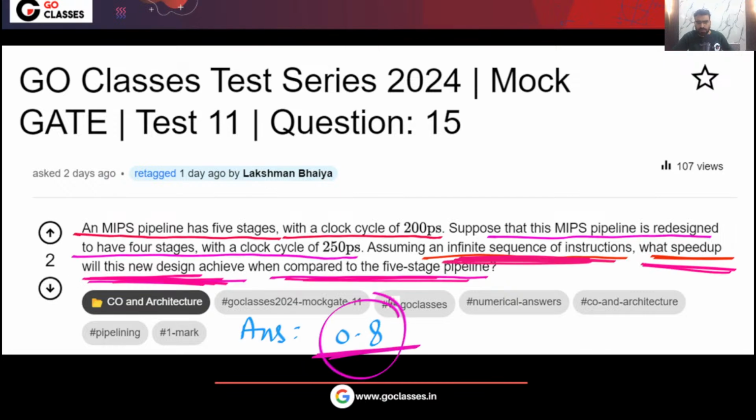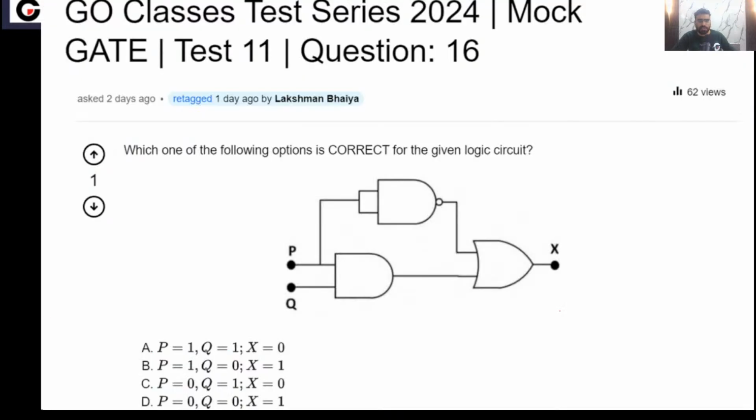Okay. So let's move on now. Let's solve this question from digital logic. This is a very simple question. Which of the following options is correct for the given circuit? A circuit is given to you. The question is asking which of the following options is correct.